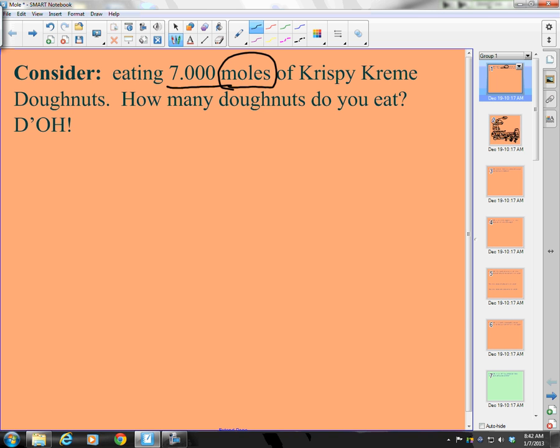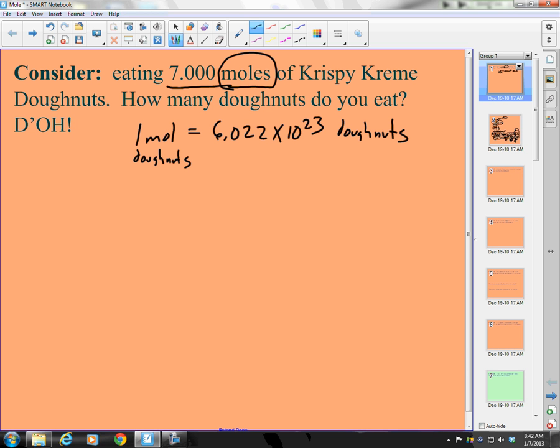The approach I'm going to use to solve most of these problems is something called dimensional analysis. In dimensional analysis, I want to find an equivalency. So 1 mole is equal to 6.022 times 10 to the 23rd. And what are we dealing with here? Donuts. So 1 mole of donuts equals 6.022 times 10 to the 23rd donuts, right? So I have an equivalency.